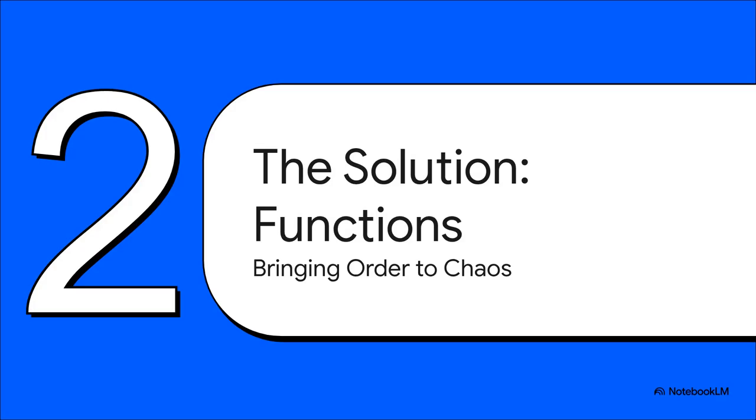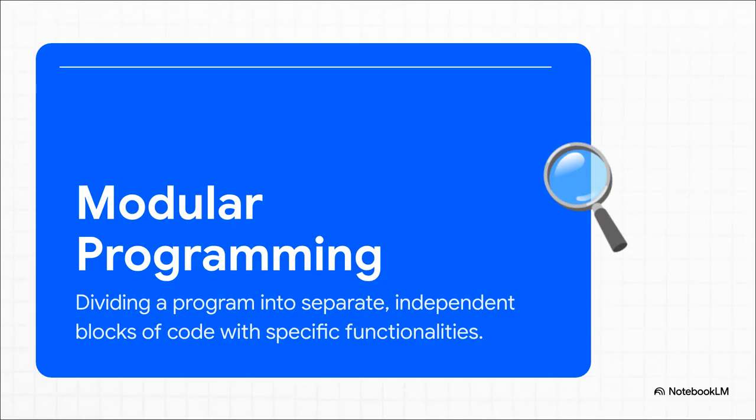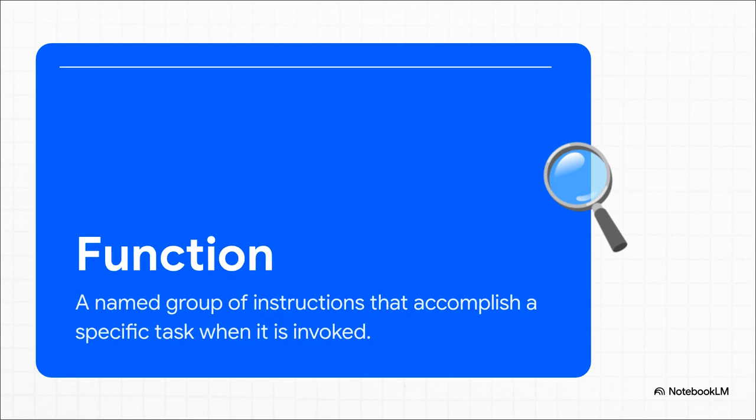Okay, so how do we fix this mess? How do we bring order to the chaos? Well, the strategy is built on one simple, incredibly powerful idea: functions. The big picture strategy is called modular programming, and it's exactly what it sounds like. Instead of writing one giant program, you break it down into smaller, independent modules or blocks. Each block has one specific job to do, which makes the whole thing so much easier to build, understand, and fix.